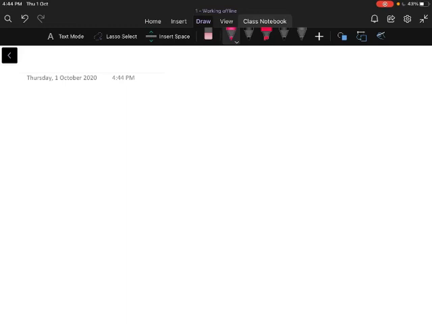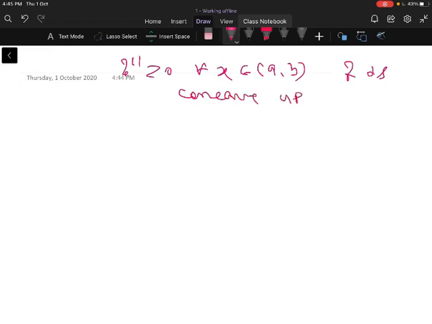So now let us move to the concavity. Suppose if f double dash is positive for all x belongs to the open interval AB, then f is concave up, like this is concave up.